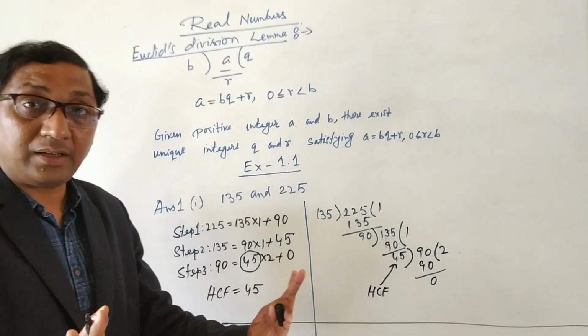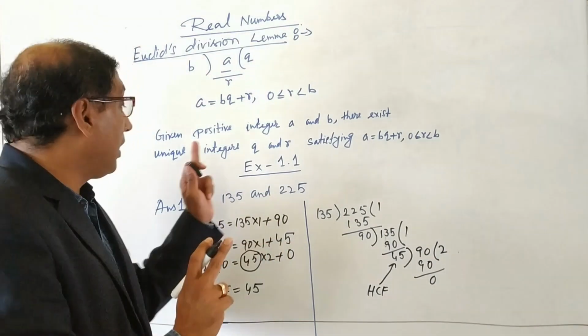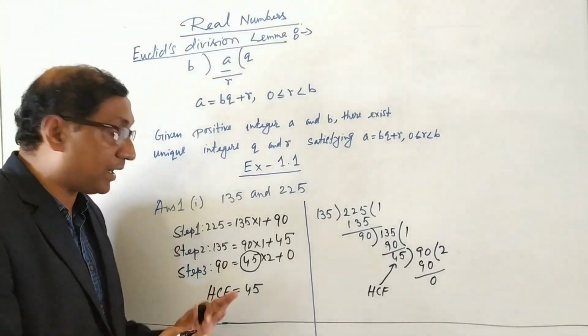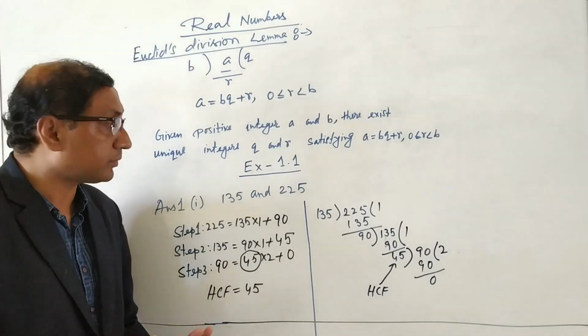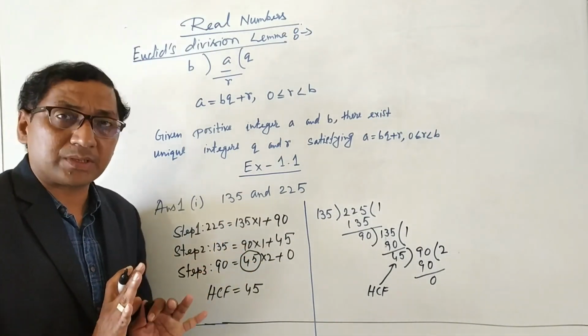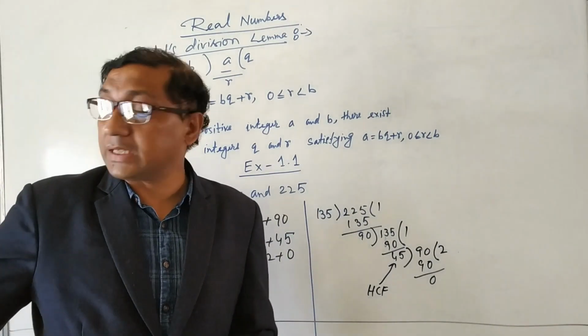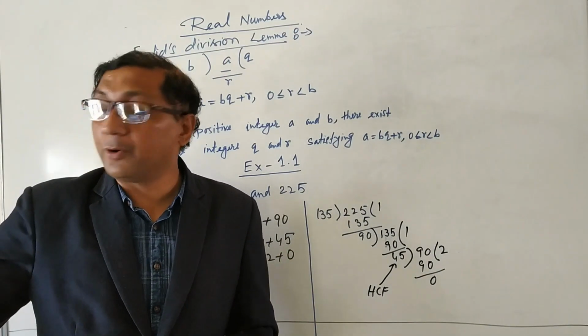Is it clear, everyone? Now for question number 1, do the second part and third part by yourself and check whether you are getting the answer or not. This is the first type of questions of this exercise. And the second type of questions is question number 2, question number 4 and question number 5.